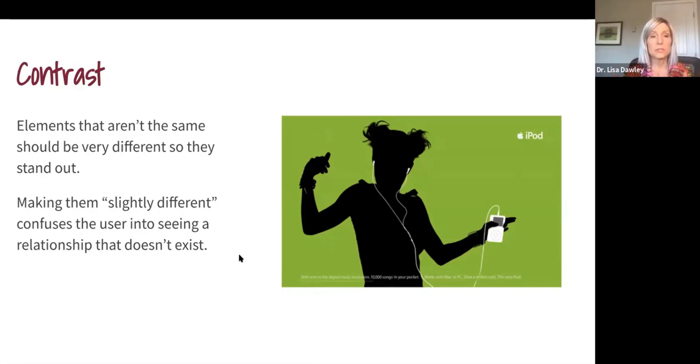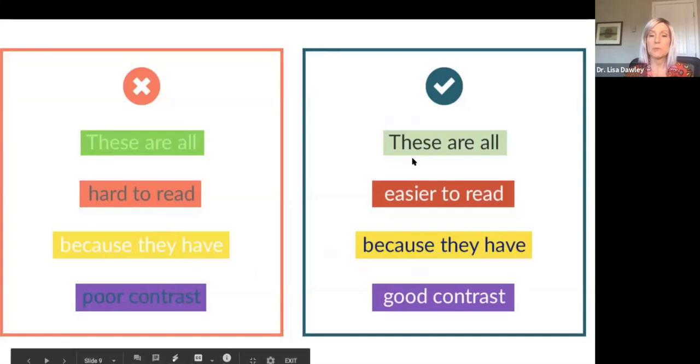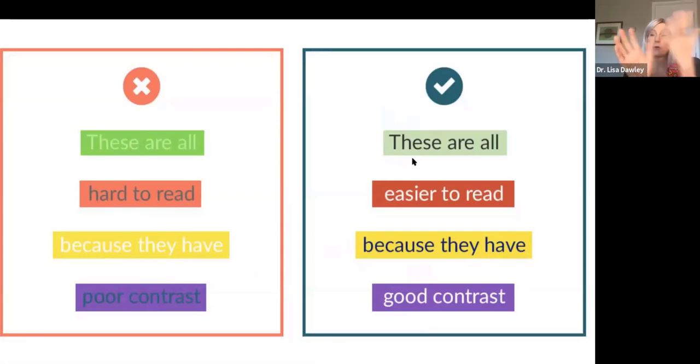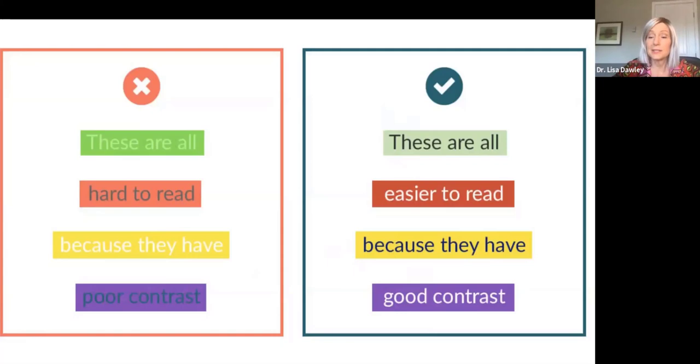Now let's look at some examples of good contrast and bad contrast. On the left, those are all hard to read because they have poor contrast. Do you see how light green on dark green, white on yellow is horrible, really hard to read, gray on dark purple. But notice when we sharpen the contrast here by using either darker on lighter or lighter on darker, it makes the readability much easier.